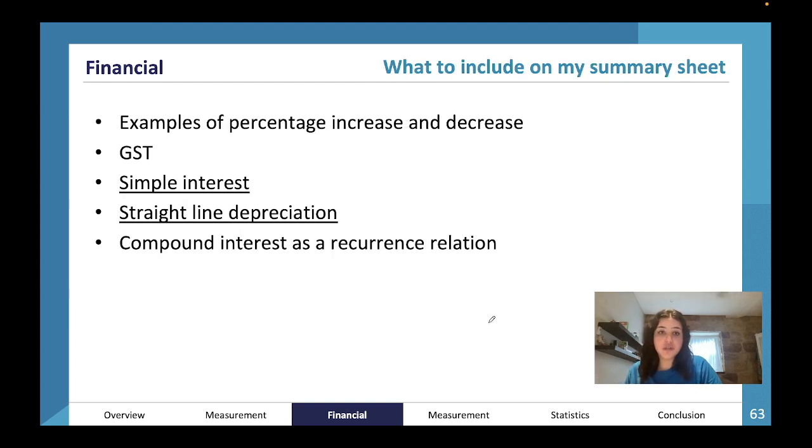All right, what do you include on your summary sheet? Examples of percentage increase and decrease, GST, simple interest and straight line depreciation, and then compound interest as a recurrence relation. This is very rarely tested. That's why I didn't even bring it up to you guys, because it is literally just doing simple interest over and over again to figure out compound interest, which you'll do in year 12 anyway. These underlined parts very much are on the year 12 exams that I see.